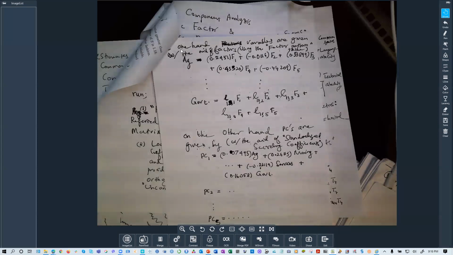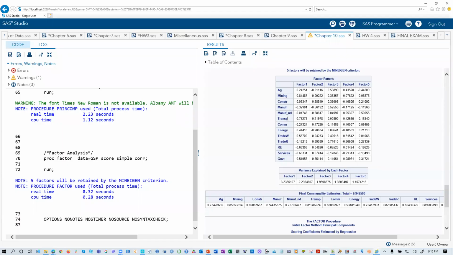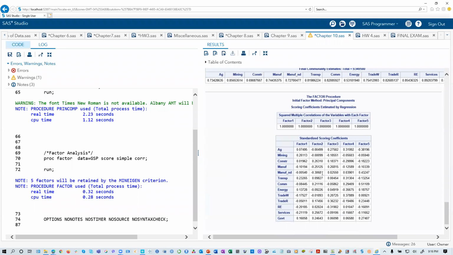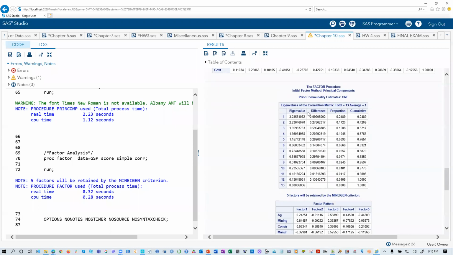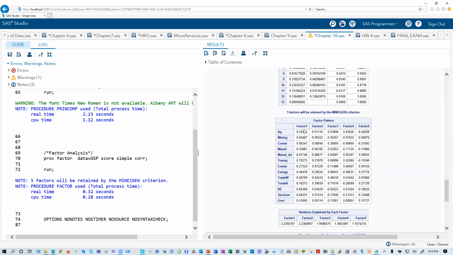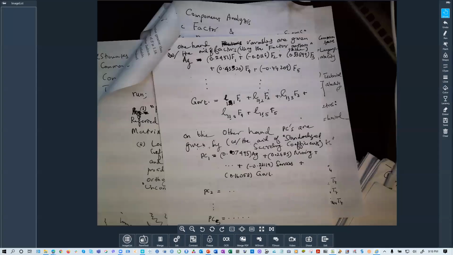On one hand, the variables are given with the aid of factors using the factor pattern table. I'm using the factor pattern table. That means this table, not the second table, the first table. Eigenvalue is the same thing. See, these are the loadings. I'm going to write AG, agriculture. I'm looking for agriculture with the aid of other hidden variables.